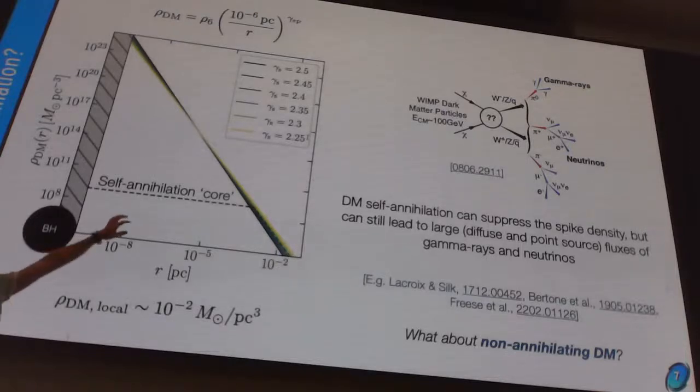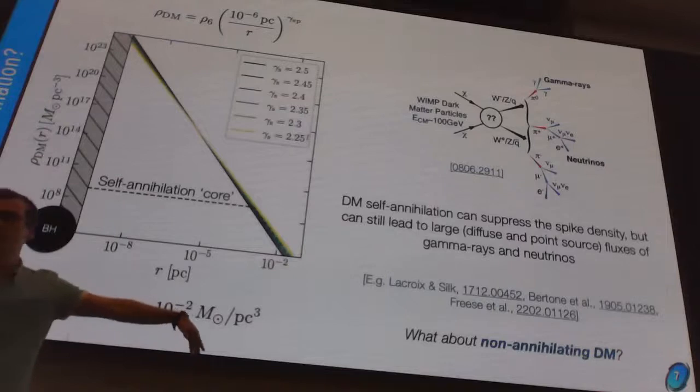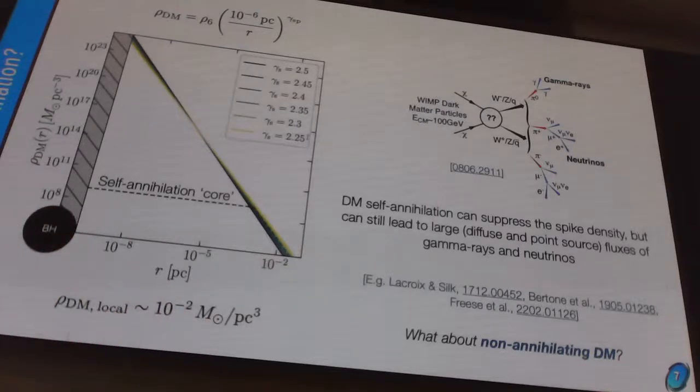But if you have self-annihilation, then you start to get a core. Okay, you suppress the density because all those particles very close to the center, which are densely packed, will annihilate away. Okay, but if you have some kind of non-annihilating dark matter candidate, like an axion or asymmetric dark matter or something like that, then you can certainly produce a spike which is huge in terms of density.